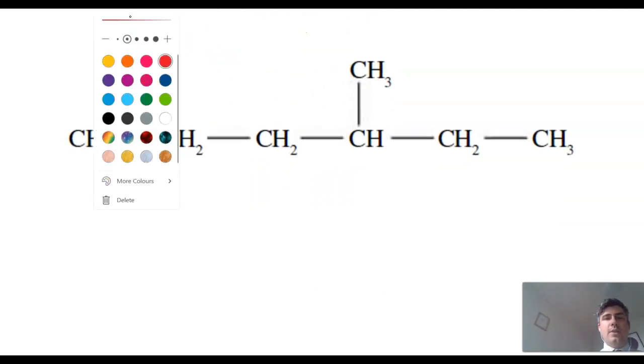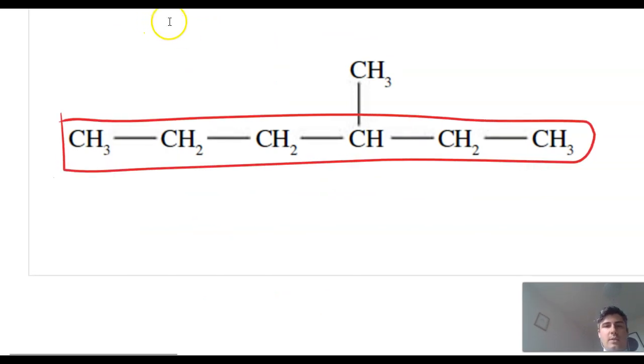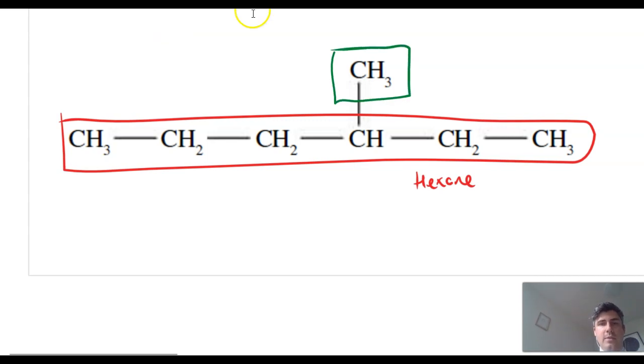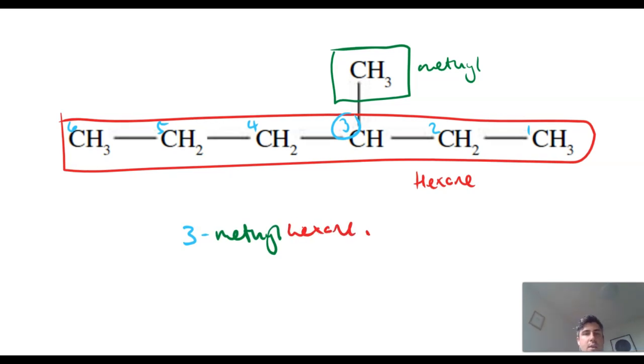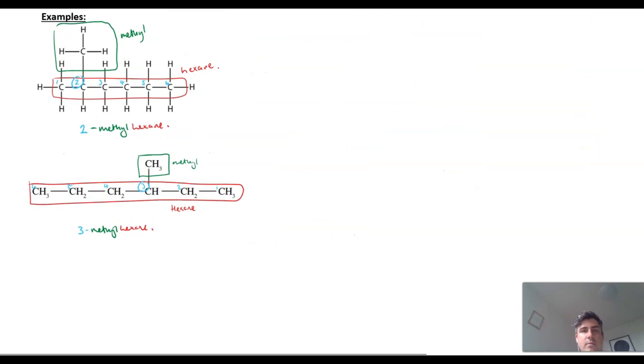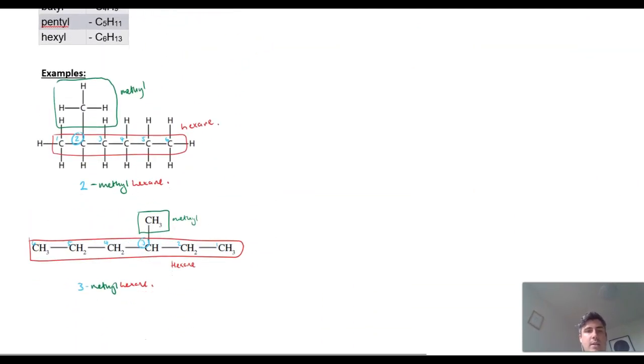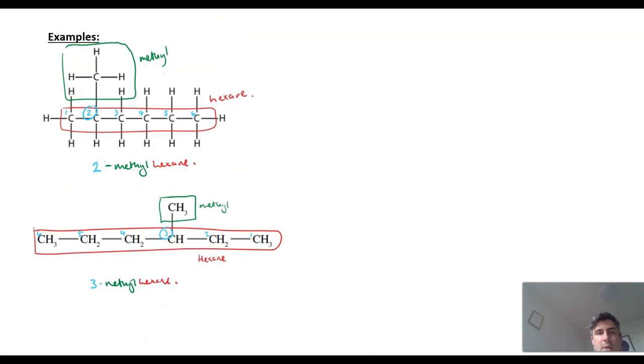Next example. Once again, find the longest chain. That's a hexane. Then we've got our substituent group, that's a methyl. And if we number them going this way, 1, 2, 3, 4, 5, 6, it's on the 3rd carbon. So it's going to be 3-methylhexane. That's the only other example. So that's how you number them and how you use IUPAC naming.